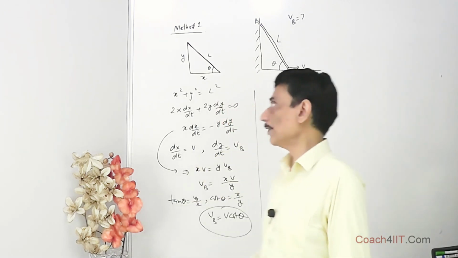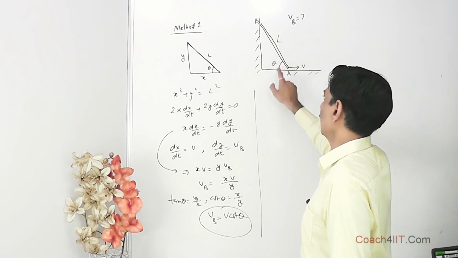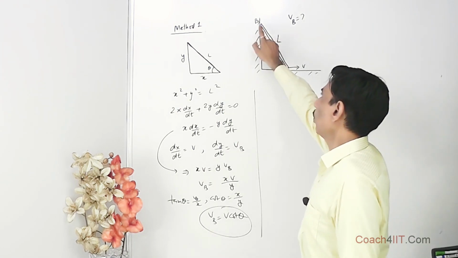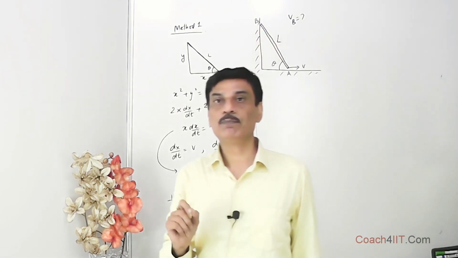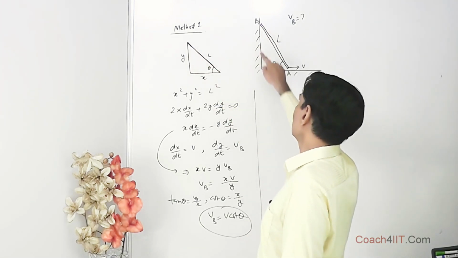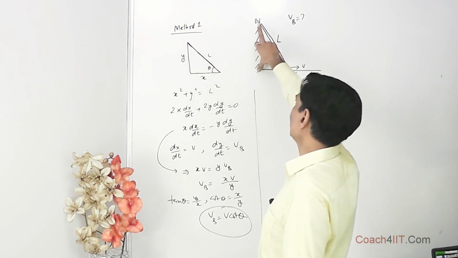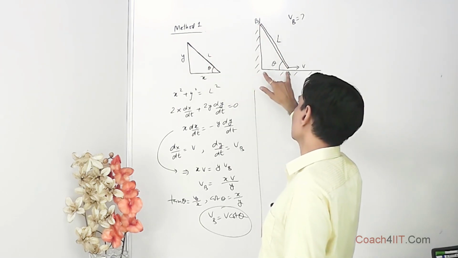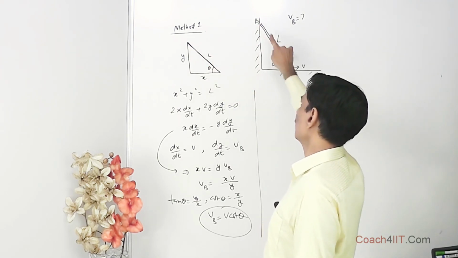We are asked: if the velocity of this is V, the length is L, and at this instant the angle is theta, what is the velocity of end B? So one way of doing it: we draw this right angle triangle where this distance is y, and we take this distance as x. This is theta and this is L.